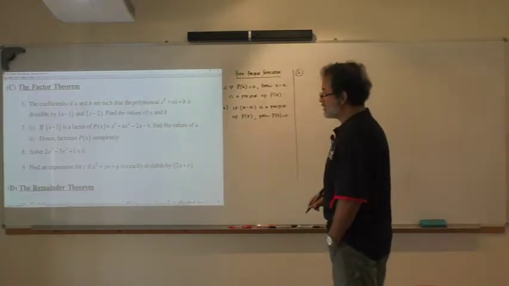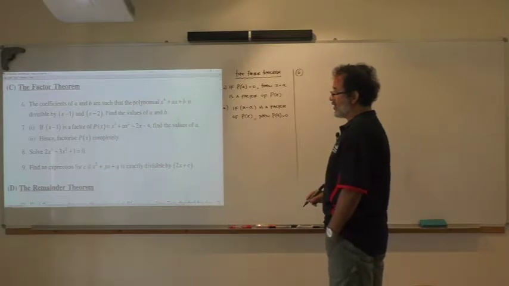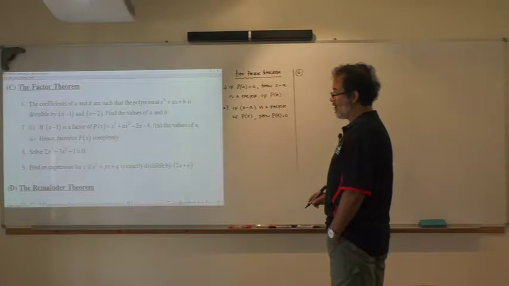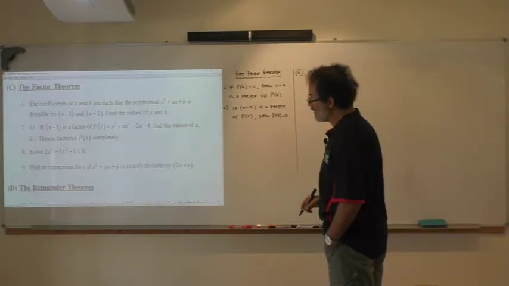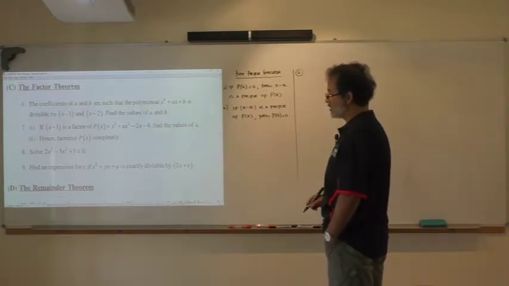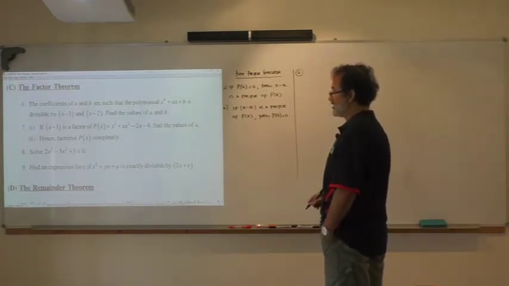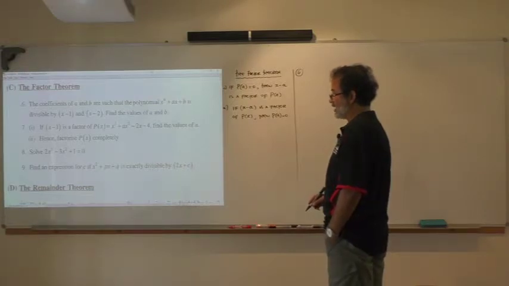In question 6 we have: the coefficients A and B are such that the polynomial x to the power of 4 plus ax plus b is divisible by x minus 1 and x minus 2. And then they say that you're going to find the values of A and B.